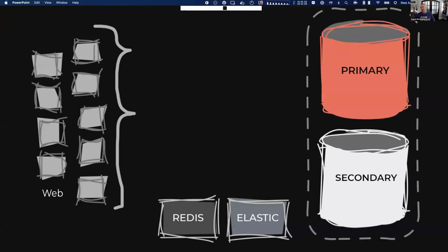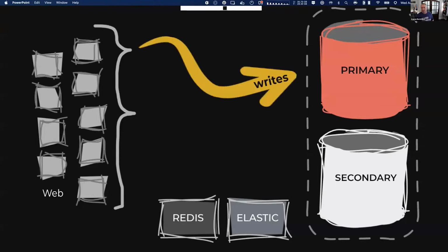So if we think about the layout that Taryn was describing earlier, we've got 9 web servers out here. We've got the Redis and Elastic nodes. We've got the primary and secondary databases. Most of the write activity goes directly to the primary. We can't write anywhere else, except for the minor example I was talking about with putting drafts into Redis.